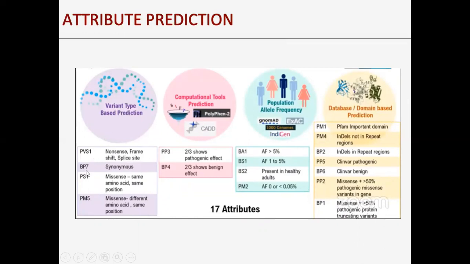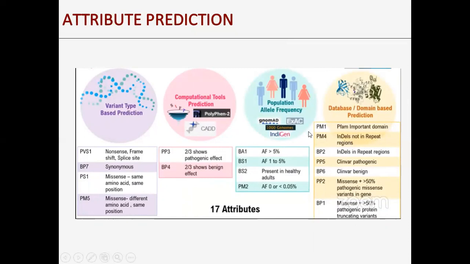If the variant is synonymous, it is classified as BP7, meaning benign. If it is a missense with the same amino acid at the same position, PS1. If it is a different amino acid at the same position, PM5. The computational tools will predict based on function. The three commonly used tools are SIFT, PolyPhen, and CADD. But if you cannot see very clear results, there are other tools like FATHMM and MutationTaster, and many others you can use individually as well. If two out of three show a pathogenic effect, it is assigned as PP3. If two show benign, it is assigned as BP4.